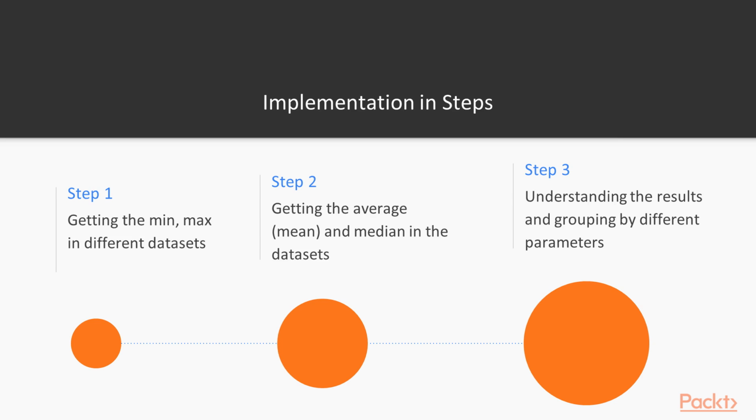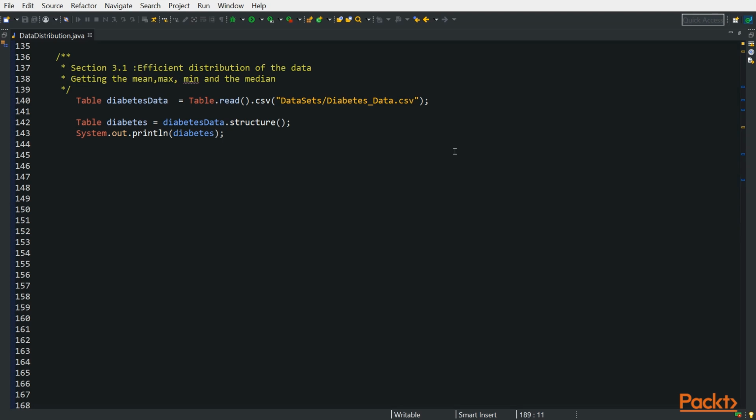In execution, we're going to focus on 3 steps. In the first step, we're going to get the mean and the max in the different data sets. Let's see how we do it in Java. We're going to be using the diabetes data set, and the first thing is to load it in the table called diabetes data.